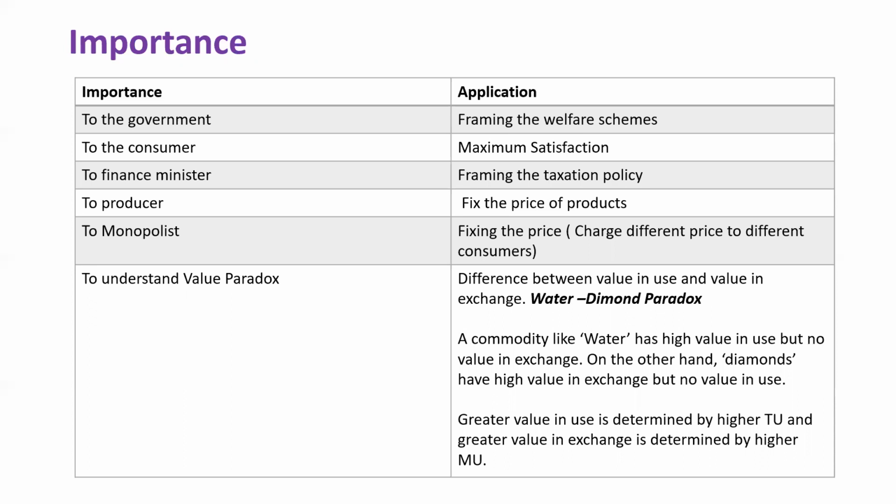To understand the value paradox in economics, there is a difference between value in use and value in exchange. If we talk about these, we have two components here, water and diamonds. Water has a high value in use but no value in exchange. On the other hand, diamonds have high value in exchange but no value in use, because without water we cannot live, but without diamonds we can live. So this is the basic concept. It is known as the water-diamond paradox.